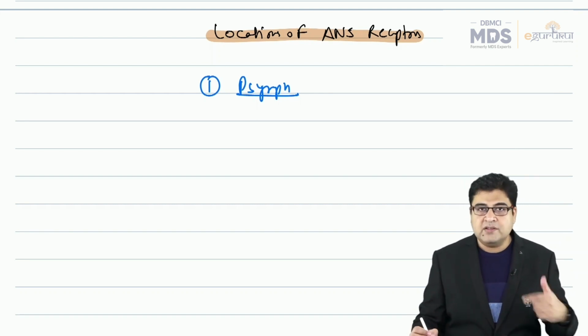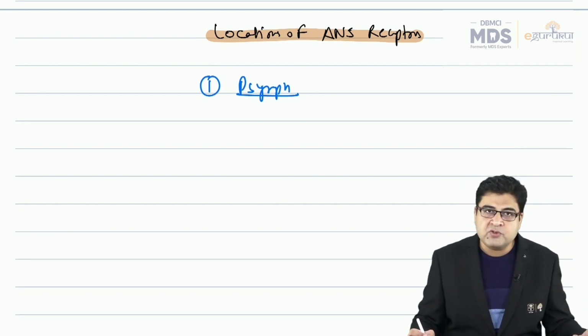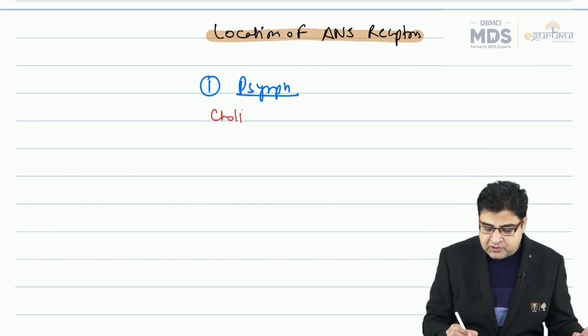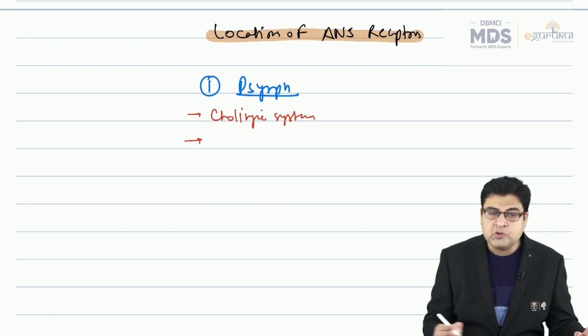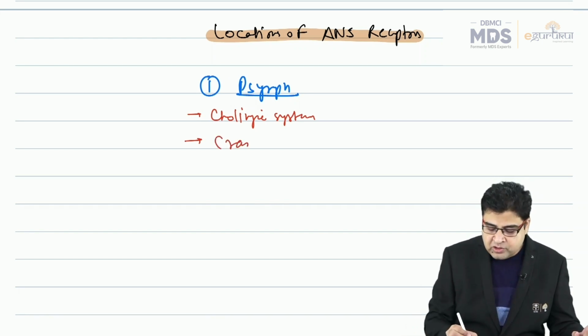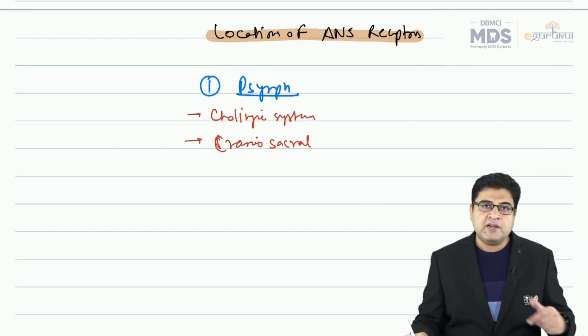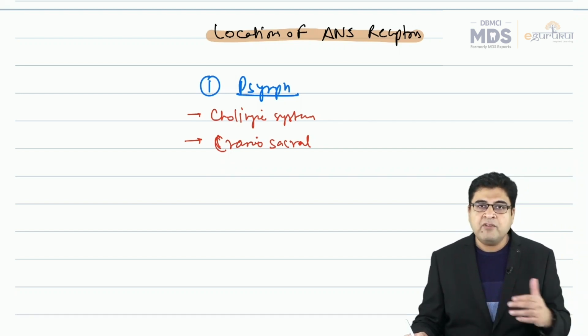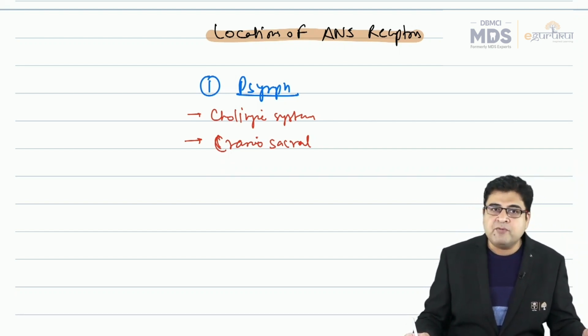Let's recall all the points that we have discussed so far. The parasympathetic system is also known as the cholinergic system. We also call it craniosacral outflow. Guys, why do we call it craniosacral outflow? Because in this parasympathetic system, there are some nerves which start from the cranial region, we call them the cranial nerves, and some nerves which start from the sacral region.